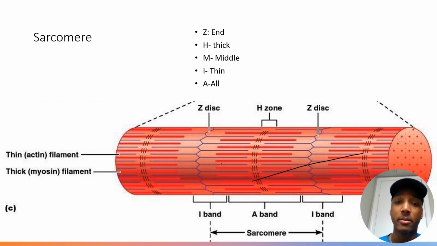First here I have the sarcomere, and the way that I remember the different Z-discs or zones is I use the mnemonic, which I have displayed above using the letters Z, H, M, I, and A. While I'm explaining the different discs and zones of the sarcomere, I will also show how I will implement the mnemonics. So I will start off with the Z disk.